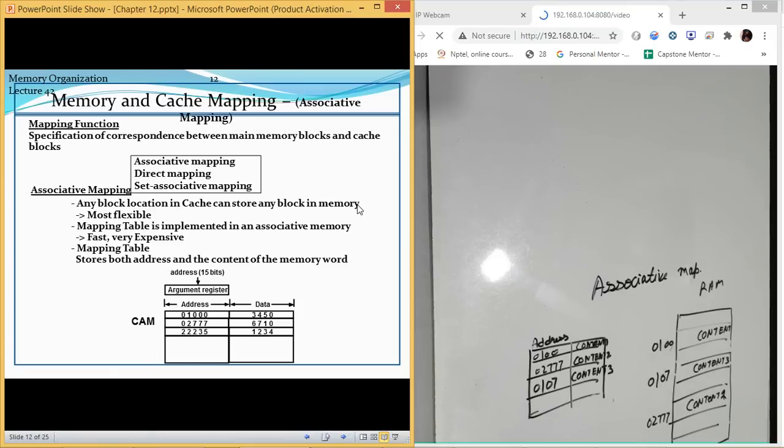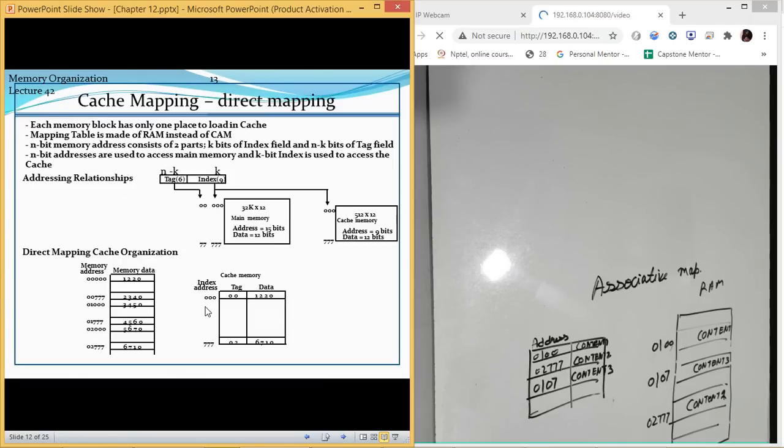Now, let us discuss the second type. Just remember one thing: in this they are saying 15 addresses, but here we have 5, so the representation is different. One digit is representing 3 bits; it is an octal representation.